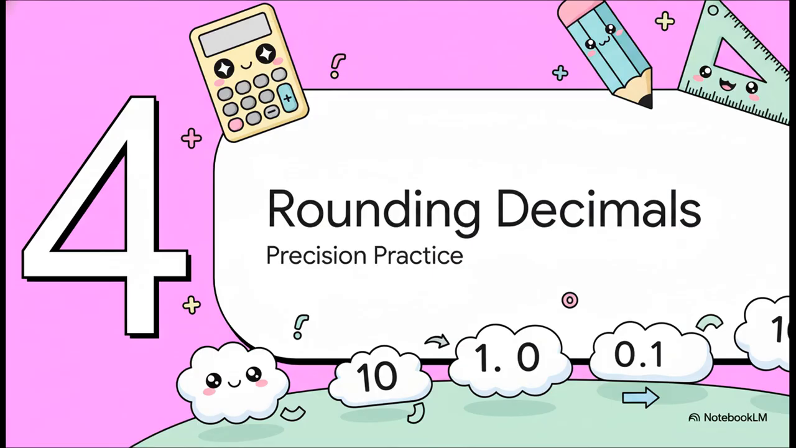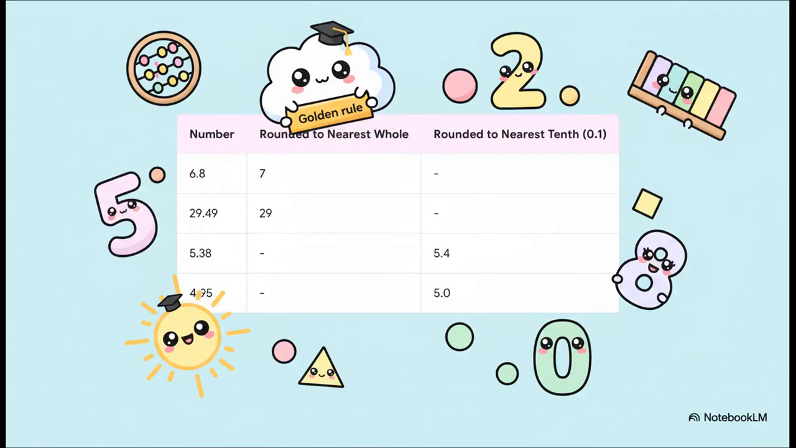So, what about those decimals we were talking about? Well, you probably guessed it. The golden rule works just as perfectly on the other side of the decimal point. Let's take 6.8. To round to the nearest whole number, our target is the 6, so we look at its neighbor in the 10ths place. It's an 8, so we round up to 7.